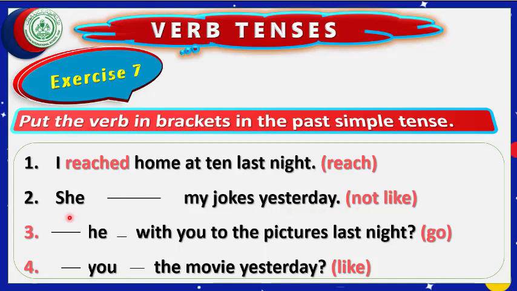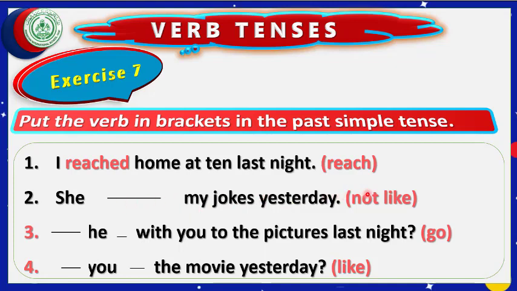Okay. Now here is written, she dash my jokes yesterday. This yesterday shows work was done in past. This means we shall use here second form of the verb.